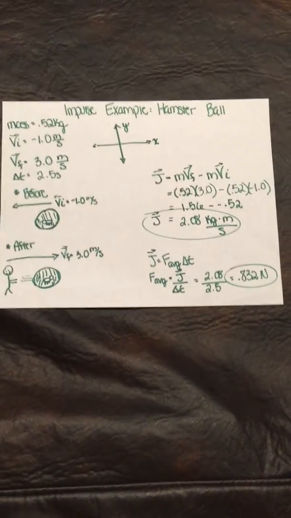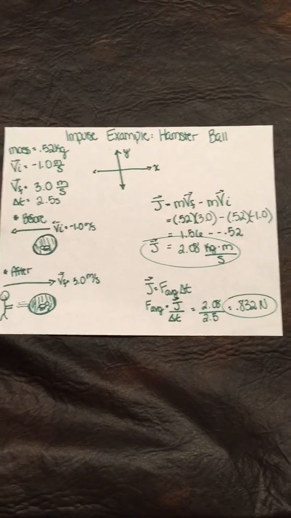In a real-life demonstration, I will show a hamster and a ball and how we can calculate impulse from this example.